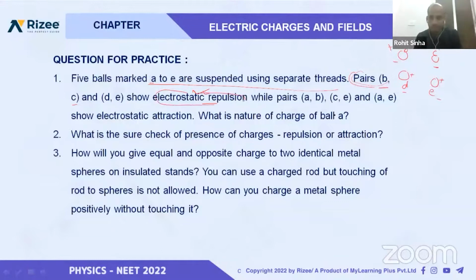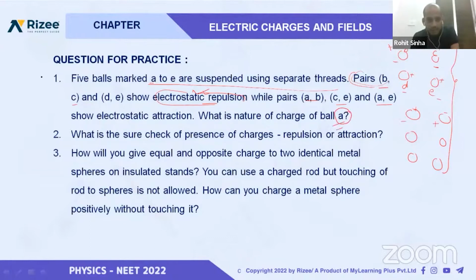Second, this pair of charges, they are showing attraction. What we can say from here? AB, CE and AE. These are having attraction. That means if one is positive, the other will be negative. If it is negative, then the other will be positive. By using this concept, you have to solve this question and find which of the charge is possible on A.